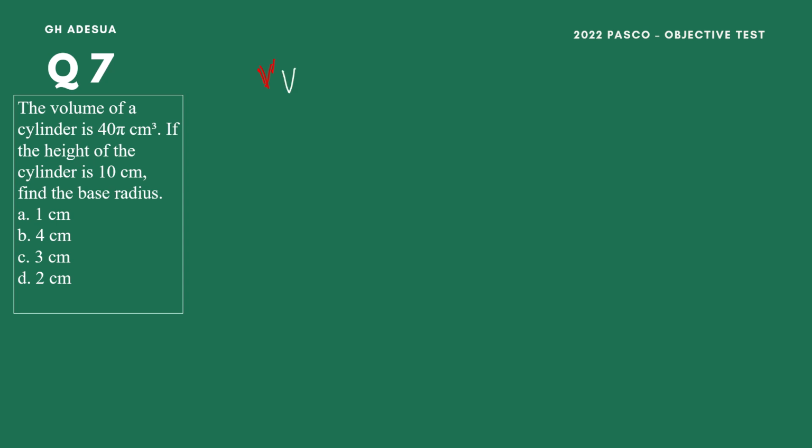V is equal to pi r squared h. That is the pi times the radius squared times the height. And in here, our data, we have our volume to be 40 pi centimeter cube. We have the height to be 10 centimeters, and then we have the radius of which we don't know.